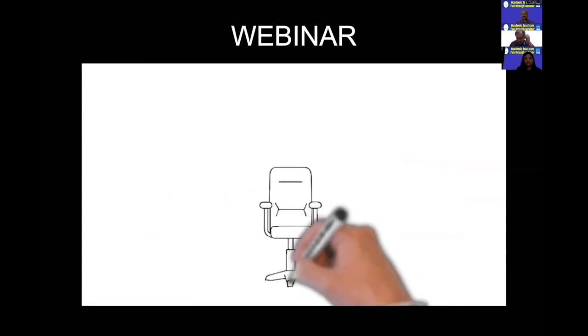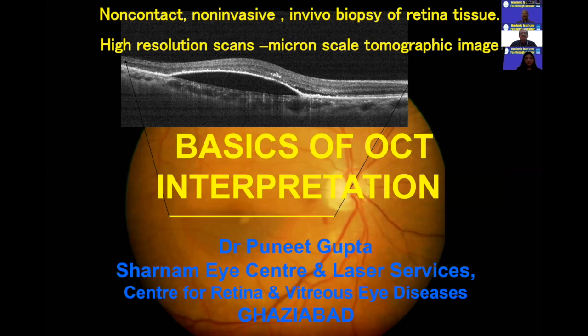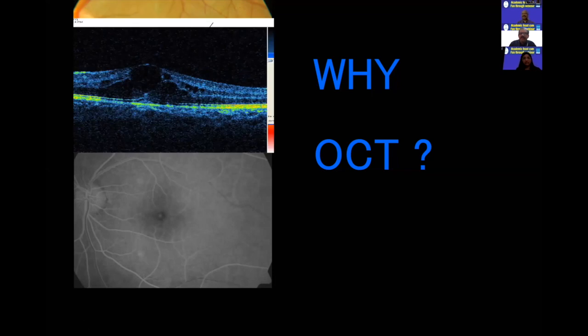Now, OCT is a non-contact, non-invasive biopsy of the retinal tissue where high-resolution scans are taken and they are represented as micron-scale tomographic images to help in precise diagnosis of the retinal tissue. Now, why do we need an OCT? This is a picture of a patient where even on careful retinal examination, it appeared like a macular hole. But when OCT was done, this was actually a cystoid macular edema.